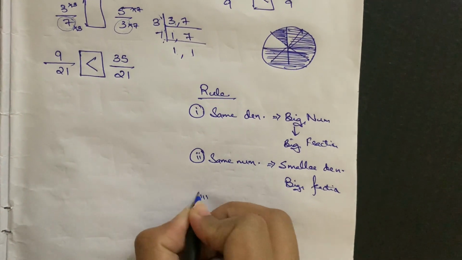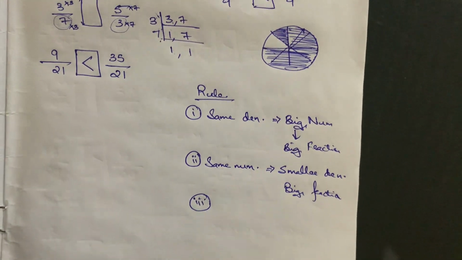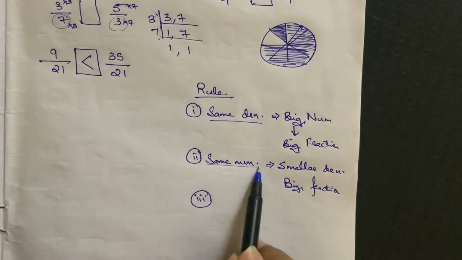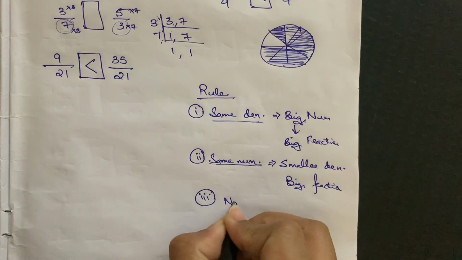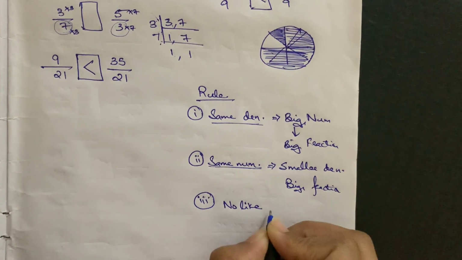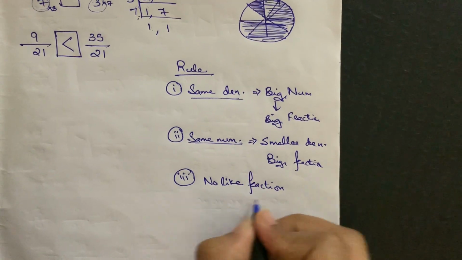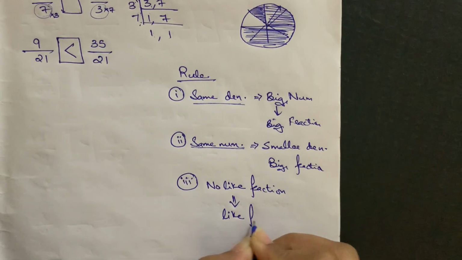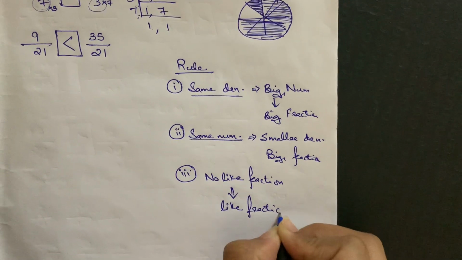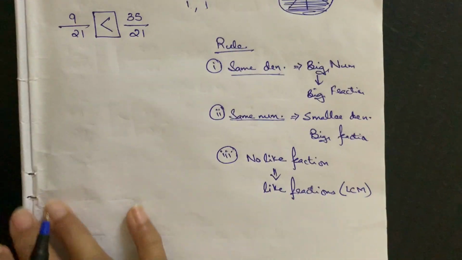Third, if there are no same denominators, or same numerators, if both conditions are not there, then there are no like fractions. If there are no like fractions, then you have to convert them to like fractions. And how do you convert them to like fractions? Using the LCM method.